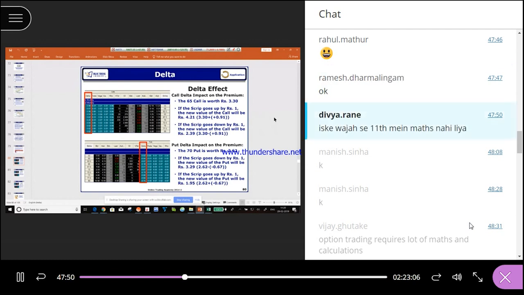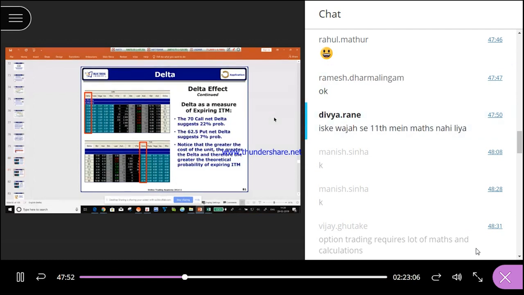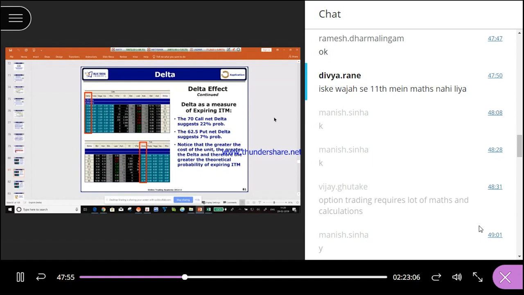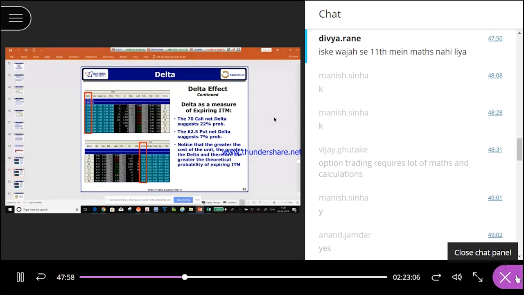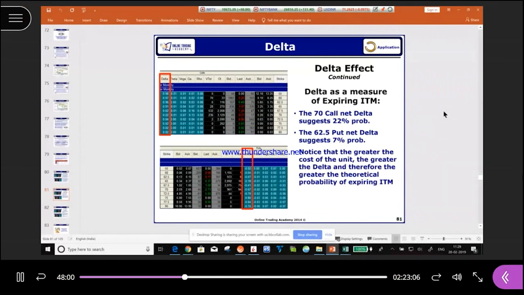Okay, let's go. Delta. Now the third interpretation of delta was what? Delta as a measure of expense in the money. Now this is just a concept. We never use this. In fact, I have suggested OTA to remove this, because students are looking at this to see whether the stock is going to move or not move, which is incorrect. This is people's expectation. Remember, everything in options is about people's expectation, nothing else.